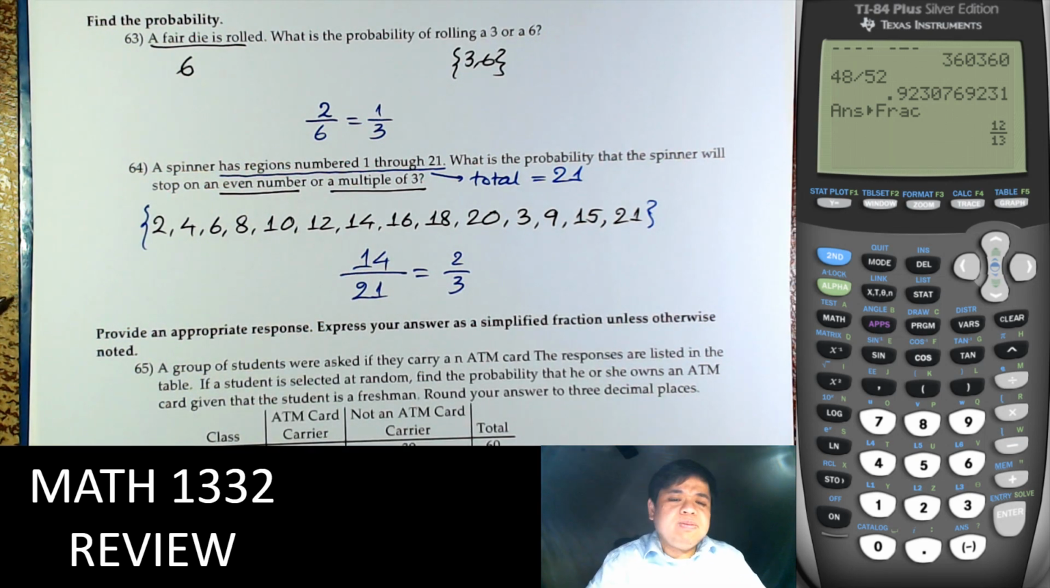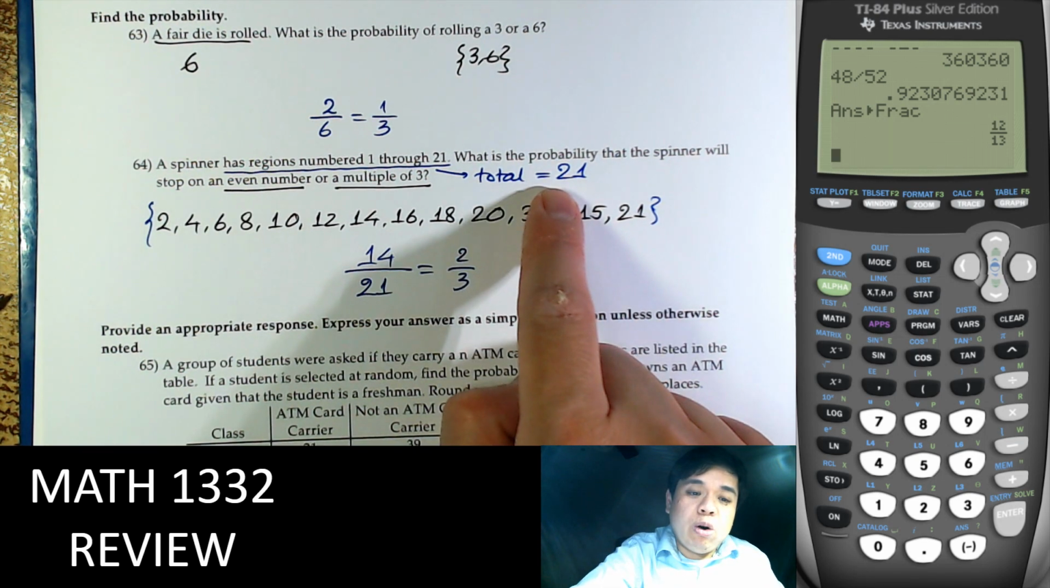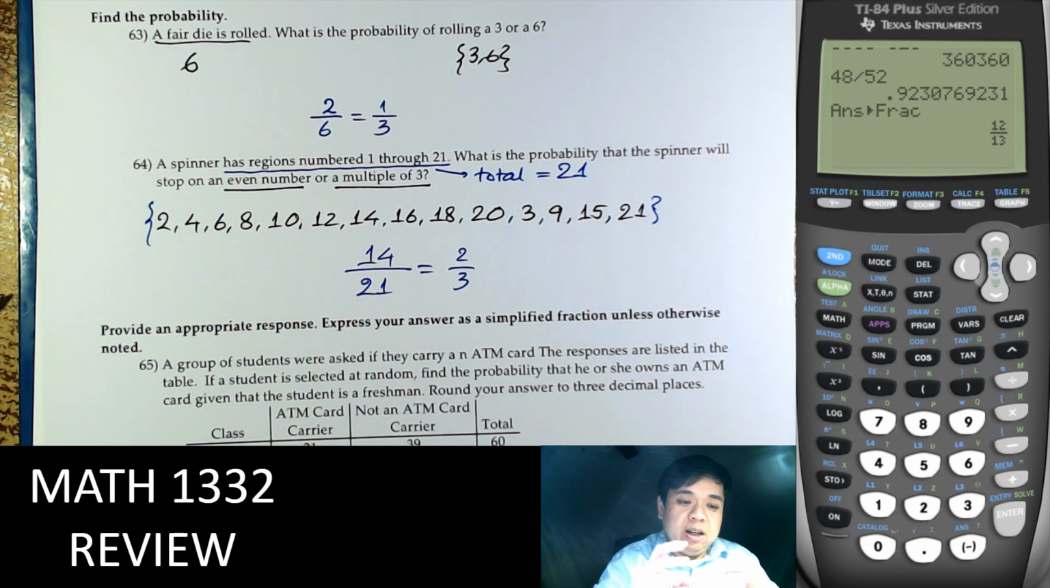So simple. Just count how many we have in that particular event, and we divide by how many we have in total. So that's all we have.